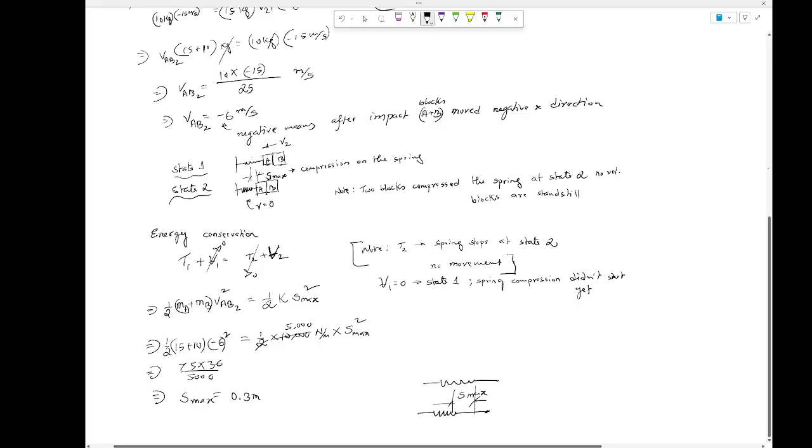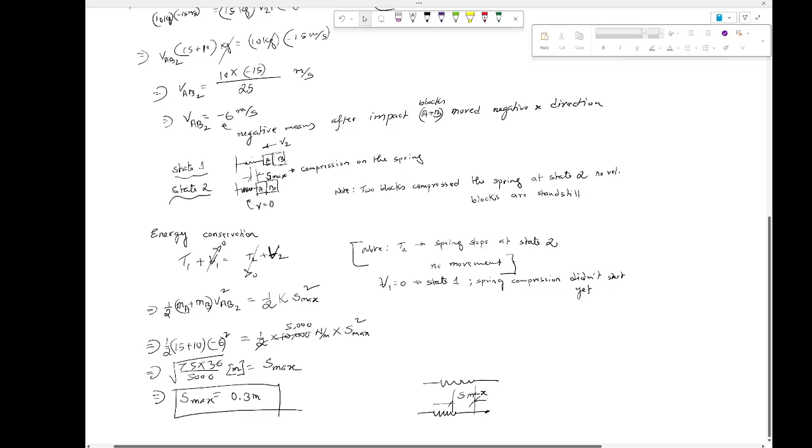All right. So 6 squared is 36. Okay, 150 divided by 2 is 75. And you're going to do the square root, and this one would be in meters. That's the unit, right? And that should be your s max. And you should be finding the s max value as 0.3. Got it, Delina?